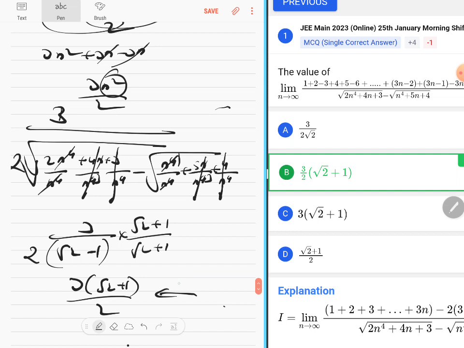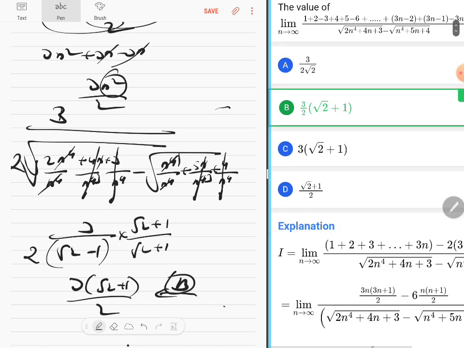So therefore the option is B. I hope you can correct it. That completes the sum. Let's go to the next question.